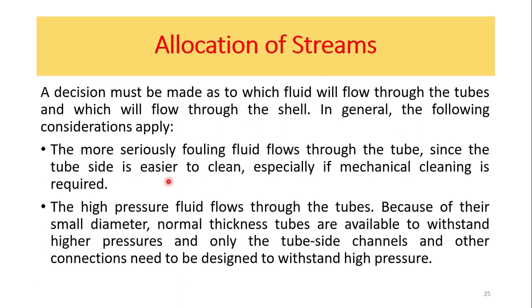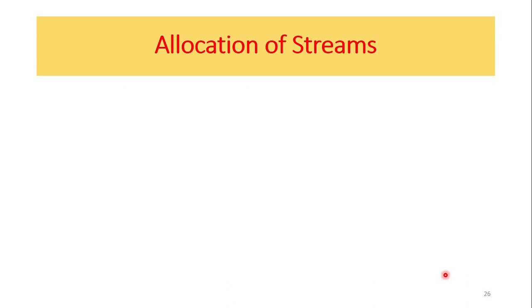The high pressure fluid flows through the tube side because of their small diameters, and the nominal thickness of the tubes is available to withstand the higher pressures. So usually the tubes have the ability to withstand higher pressure, so that's why the fluid stream which has the high pressure will be placed in the tube side or the tube channels. Other connections need to be designed to withstand the higher pressure.